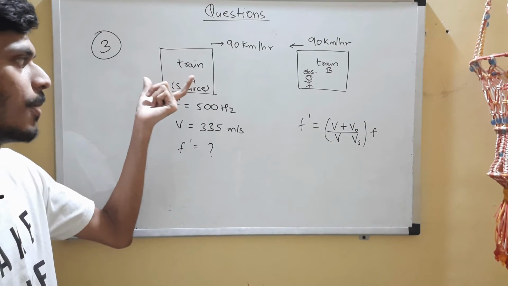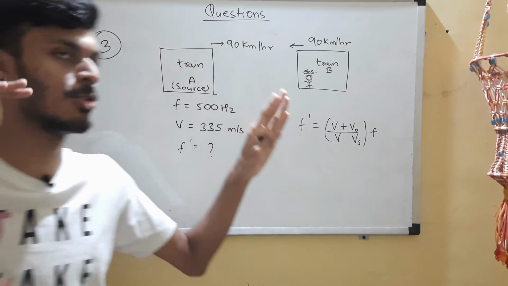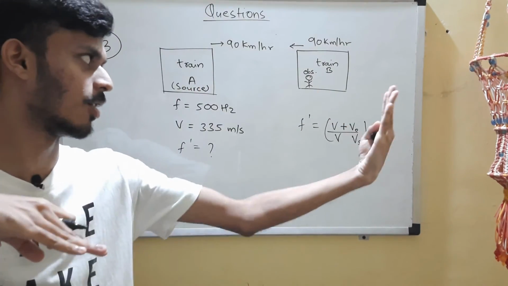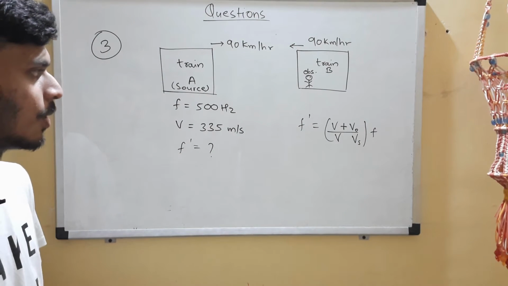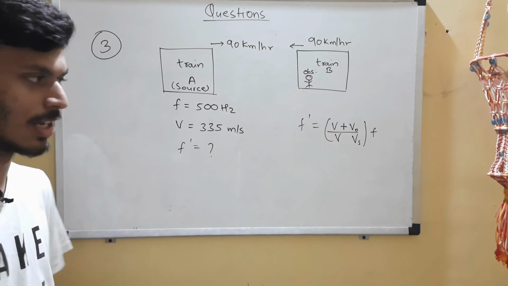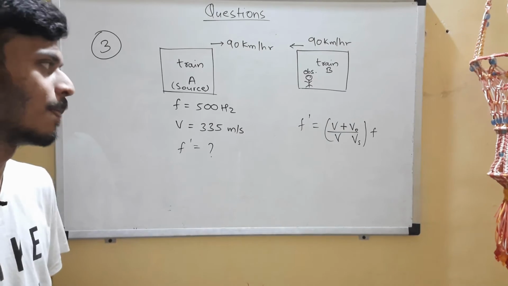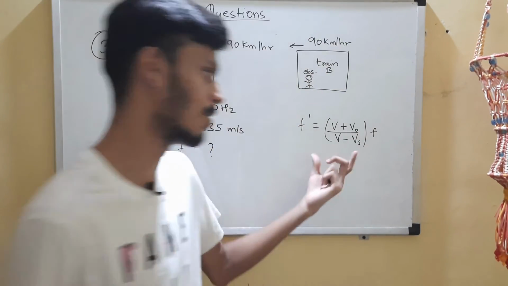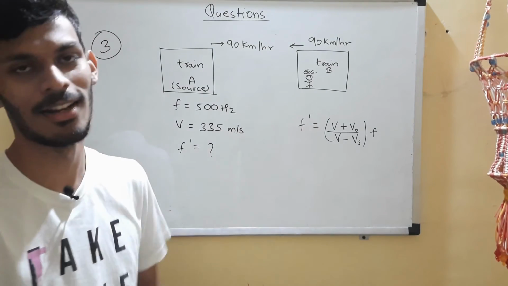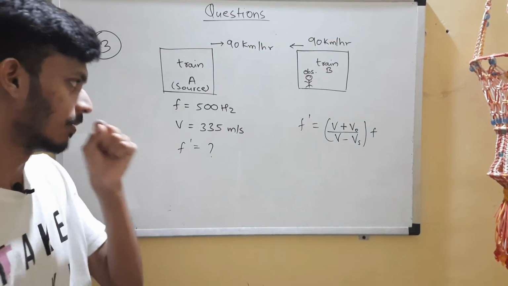Now let's think about the source. The source is also moving towards the observer, right? Observer is over here. It's moving towards the observer, so it is trying to increase the frequency. And how will it do so? By decreasing the denominator. V minus Vs. You decrease the denominator and that will increase the frequency.